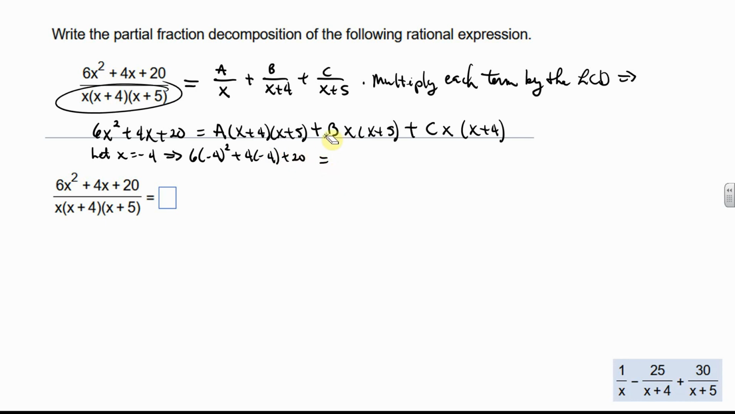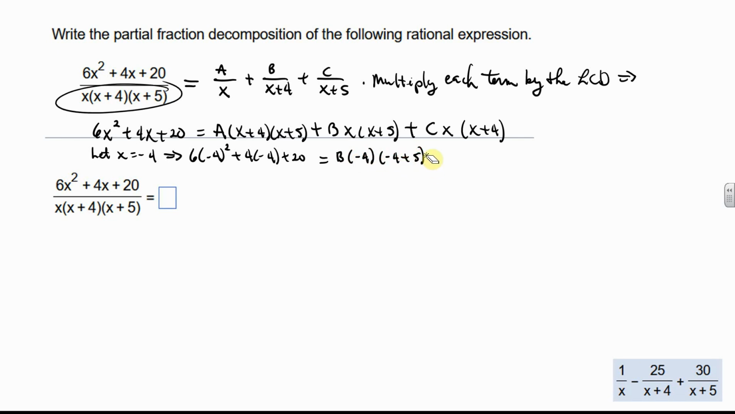Now check this out. Wherever x is negative 4 on the right side, it's going to be a 0. So I'm not going to have this a term. I'm not going to have that c term anymore if I let x equal negative 4. So all I have left is this right here. b times negative 4 times negative 4 plus 5.